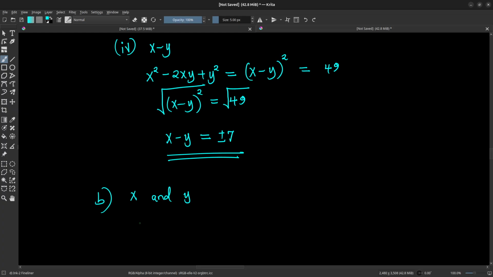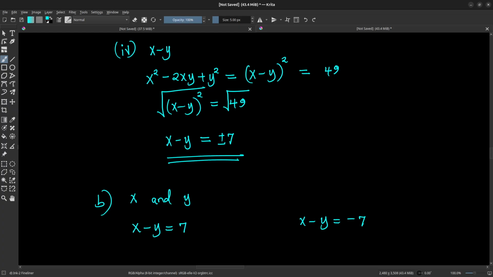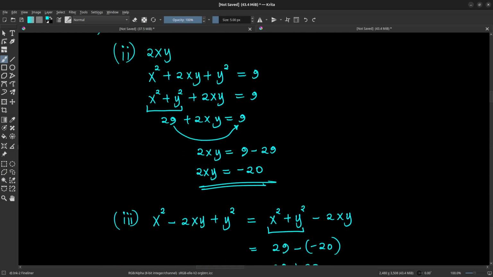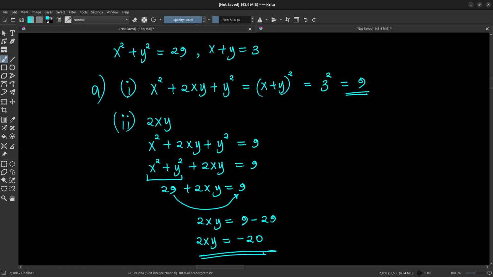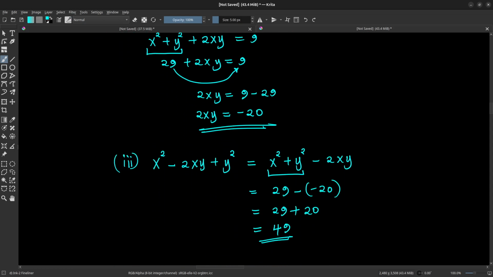So this means we have two scenarios. We have a scenario where x minus y is equals to 7, and the other scenario is where x minus y is equals to negative 7. Then when we scroll upwards, we were given the equation x plus y is equals to 3. So that is the one we are going to use.